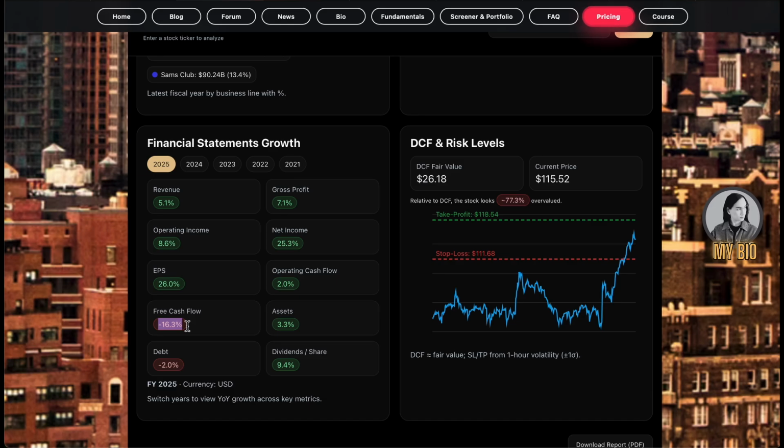a decline. I would not say huge decline, but a large decline. And the revenue increased only 5%. Gross profit and operating income also increased, which is a good sign. And the net income increased 25%.